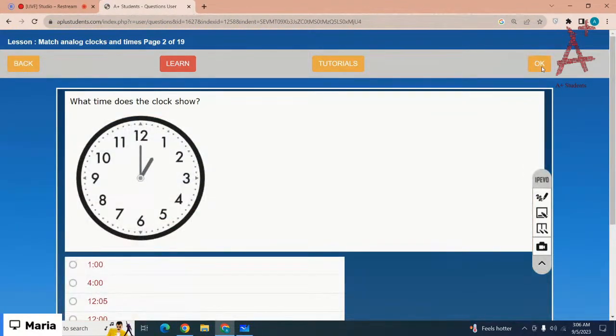Okay, what time does the clock show? The shorter one represents hours, and it directly points to 1, right? So that means 1. The longer one points to minutes, so it matches exactly 12. That means it matches exactly 0, right? The corners, the dots and the triangles show the minutes. So that means it is 1 hour and 0 minutes. The correct option is option number 1.